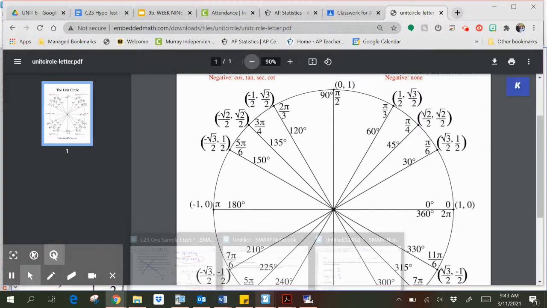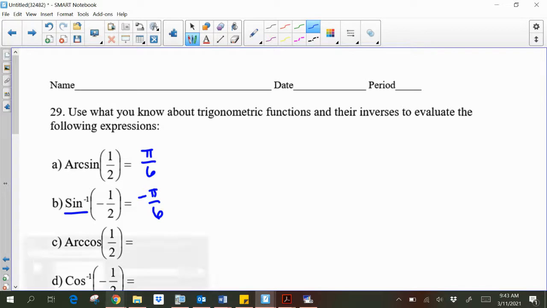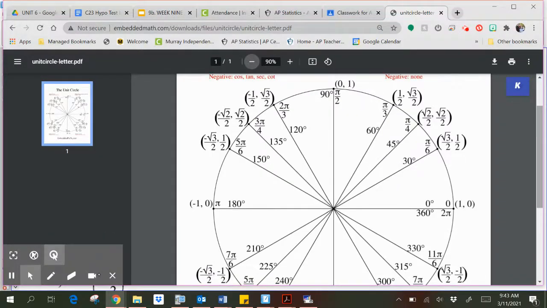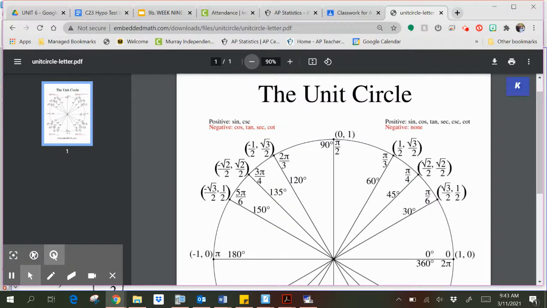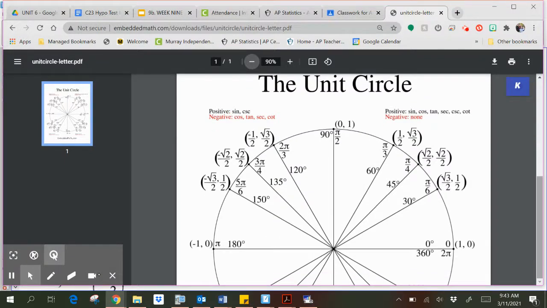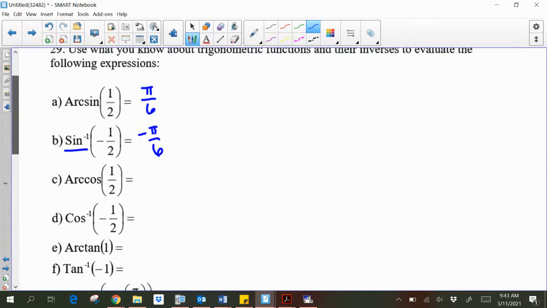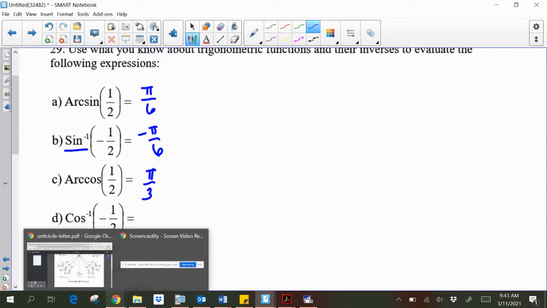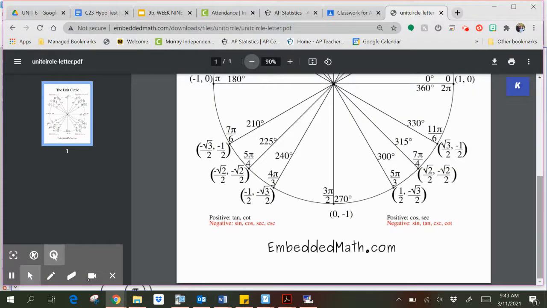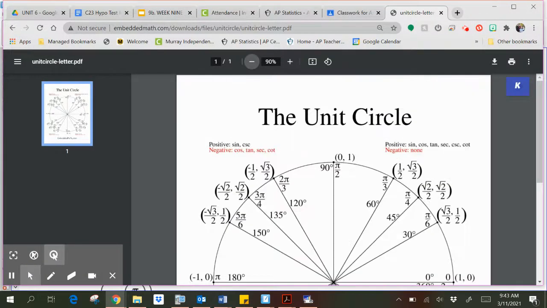All right. So arc cosine of 1/2. Where is the x-coordinate 1/2 then? Pi over 3. Again, it's also the same at 5 pi over 3, but that's not in that restricted domain. So pi over 3, it is. Arc cosine of negative 1/2. Again, cosine is defined from 0 to pi, so you should only be looking at the top half of the circle. So where is the x-coordinate negative 1/2? 2 pi over 3, so that's the answer.